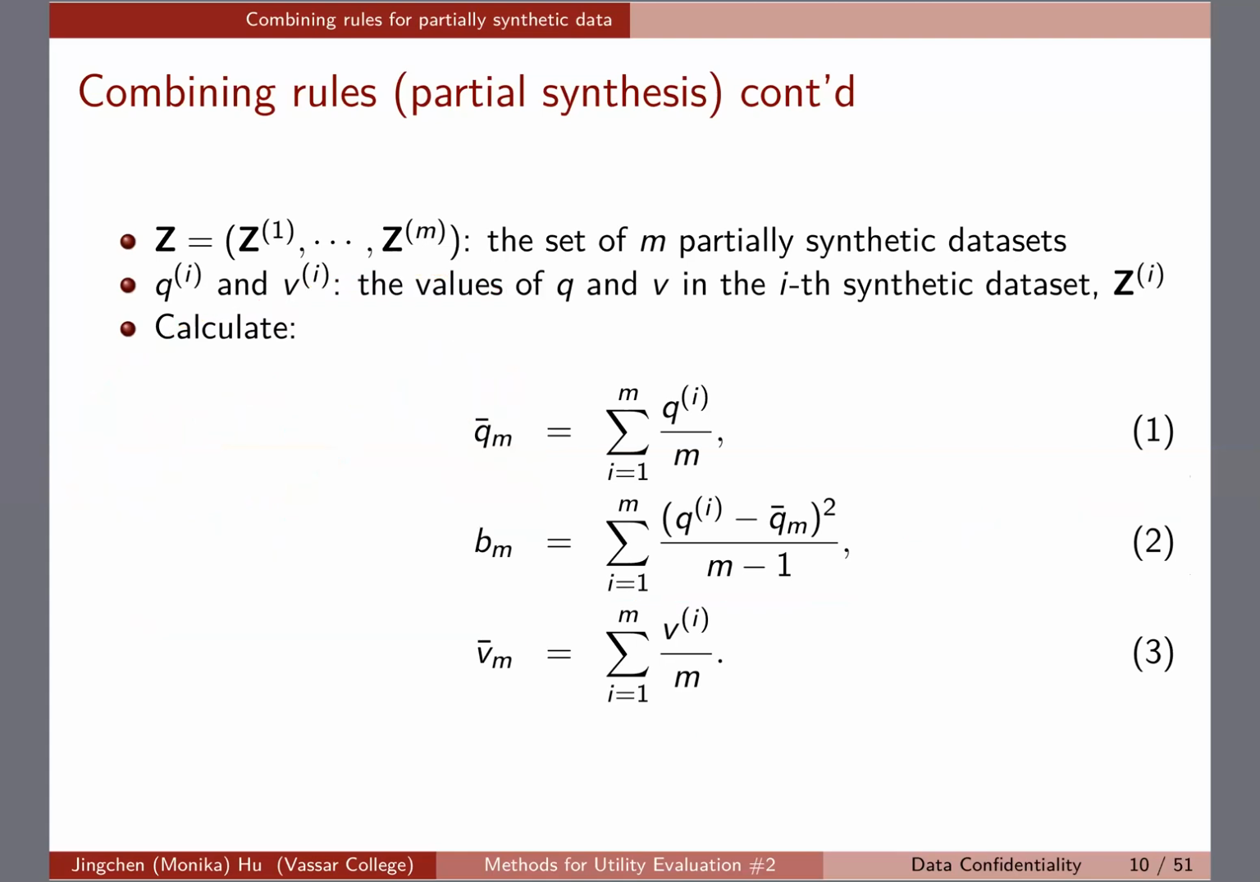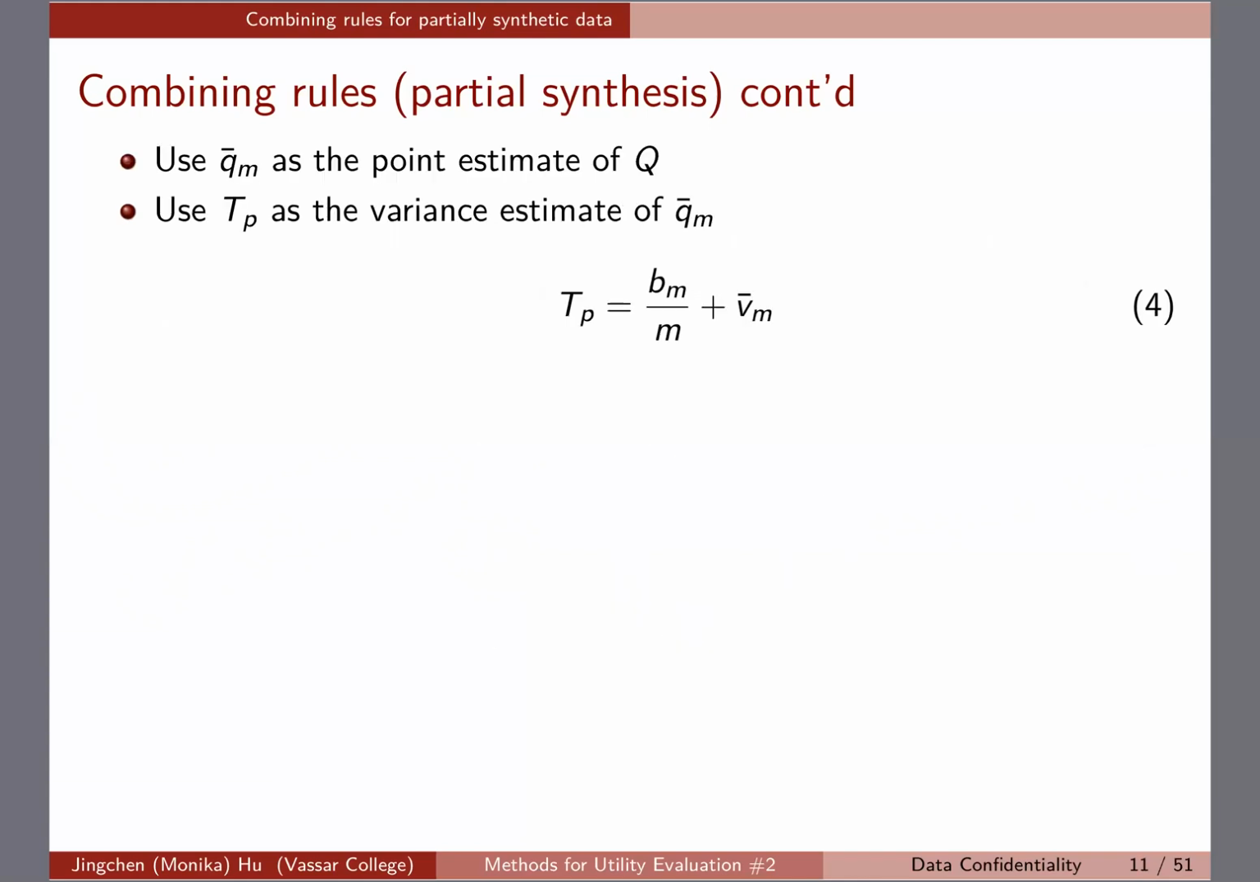In practice, these are not too difficult to compute, but the setup, I would admit, is a little bit confusing or complicated, so we just need to talk through them. So Q bar M, as we talked about, will be the point estimate of Q, and TP will be the variance estimate of Q bar M. It is formulated in this way. BM, we know, is the variability across the Q, so we're doing that on average, so we do BM divided by M, and then plus the variability within each data set.